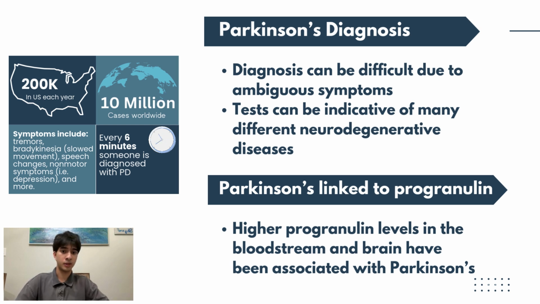And for some quick basic facts on Parkinson's disease, there are around 200 new cases in the US every year. There's about 10 million cases worldwide. Some common symptoms include tremors, bradykinesia, slowed movement, speech changes, non-motor symptoms like depression, and more. And every 6 minutes, someone is diagnosed with Parkinson's disease.